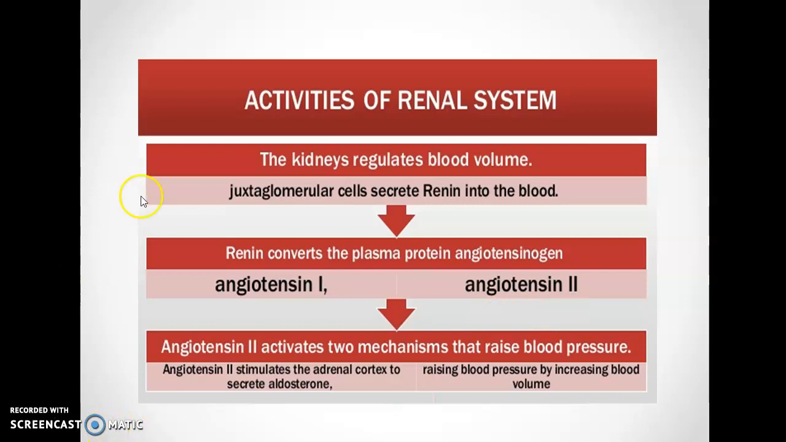Third is activities of renal system. So, the kidney's function is to regulate blood volume. The juxtaglomerular cells of kidney secrete renin into the blood. Then renin converts the plasma protein angiotensinogen into angiotensin 1, and then this angiotensin 1 will be further converted into angiotensin 2. This angiotensin 2 activates two mechanisms that raise blood pressure. First is angiotensin 2 stimulates the adrenal cortex to secrete aldosterone, and second is rising blood pressure by increasing blood volume.